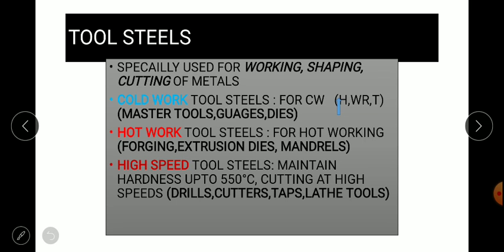Next type of alloy steel, you can call it tool steel, which is specially used for working and shaping purposes or cutting of metals. So the name itself indicates tools are manufactured from tool steel. For cold work tool steel, master tools and gauges. Second one, for hot work tool steel, forging and extrusion dies are manufactured, and high speed tool steels are used for drilling, cutters or lathe tool operations.